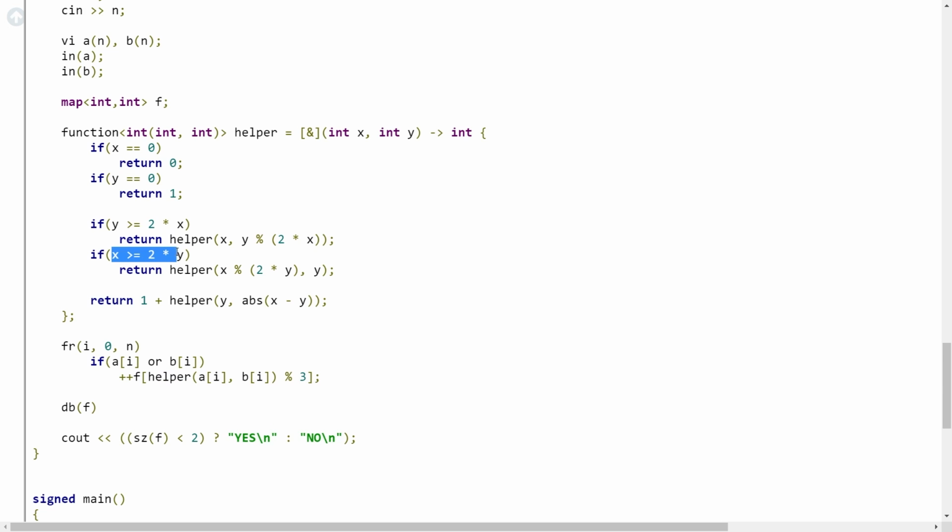Similarly, I do the same thing for x greater than or equal to 2y. I am calling helper of x mod 2y comma y. Now, if none of it is the case, I am just calling 1 plus helper of y comma absolute of x minus y. So, this whole algorithm will work in n log n.